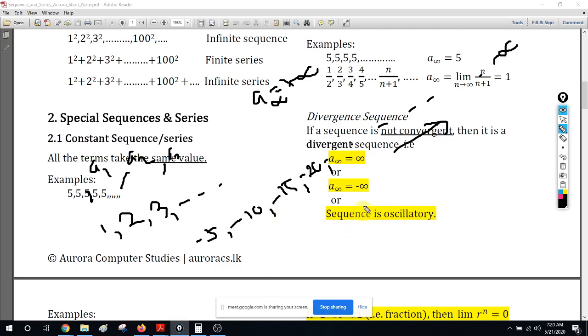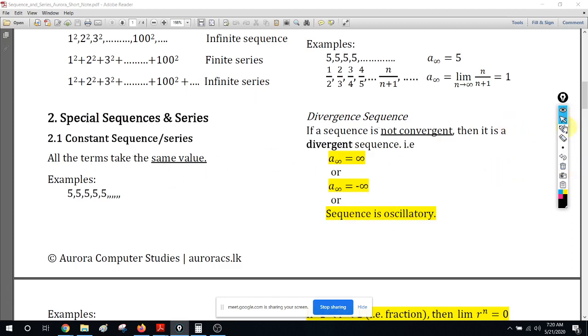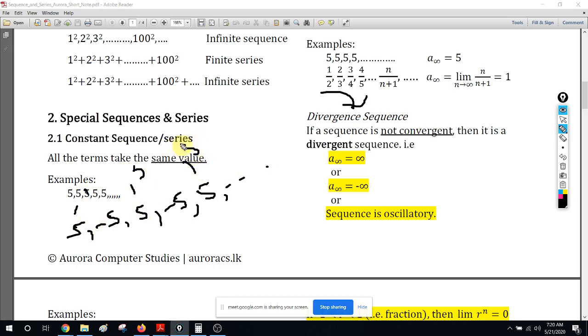Now we are moving to the third possibility of a divergent sequence, that is, oscillatory sequences are also divergent, right? For example, if you take a sequence like this: plus 5, minus 5, plus 5, minus 5, plus 5, minus 5. Now, what is the infinite term? You can see these odd numbers, 1, 3, 5. When the term is odd, it is plus 5. When the term is even, 2, 4, 6, it is minus 5.